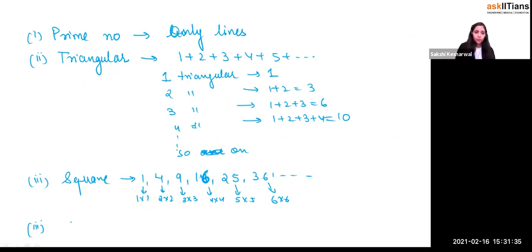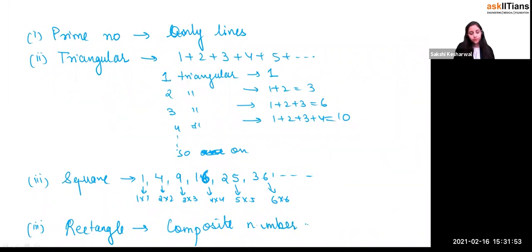So let's talk about the composite number. For a rectangle, you will get it from a composite number, right? Yeah, these are also composite, but this is a special number. So you can take any composite number and a rectangle will definitely be made. Rectangle, right? Composite number, right? Okay.